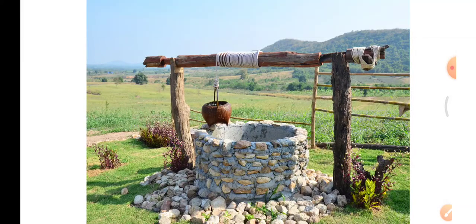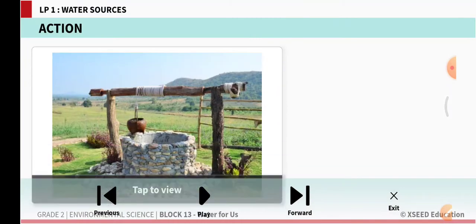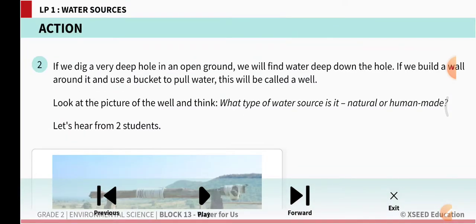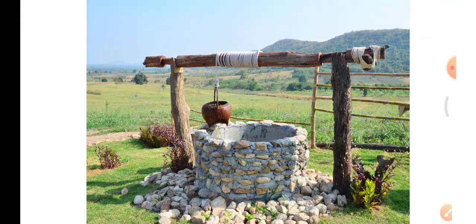Okay, this is called a well. What type of water body? It is a human made well. How do they make this well? Okay, right? So if we dig a very deep hole in the open ground, we will find water deep down the hole. If we build a wall around it and use a bucket to pull water, this will be called a well. So have a look at this picture, well, right?